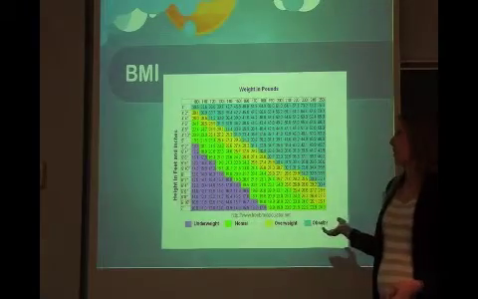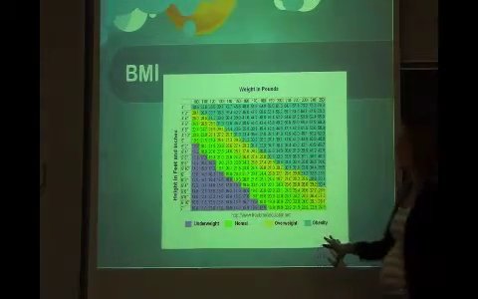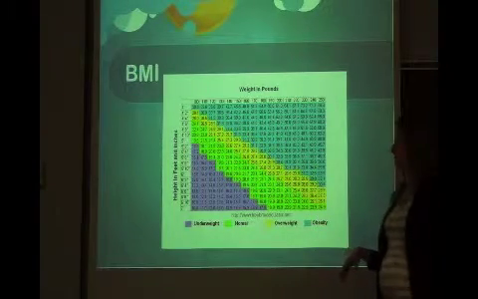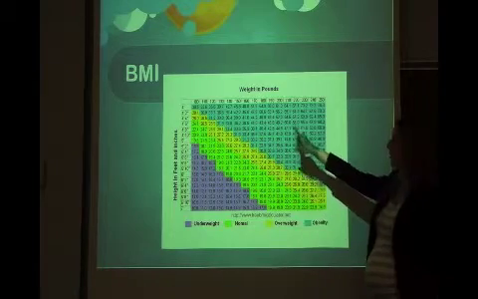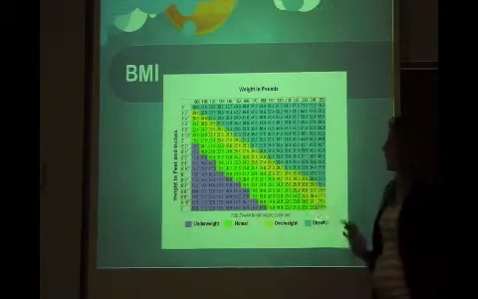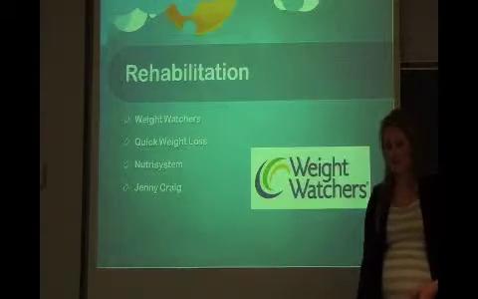This is the BMI chart that was discussed earlier as well. This is an easier tool to utilize for the actual patient. You find your weight and your height and you match it up, and that's your BMI. So 18 to 25 is normal, and that's the target for rehabilitation.